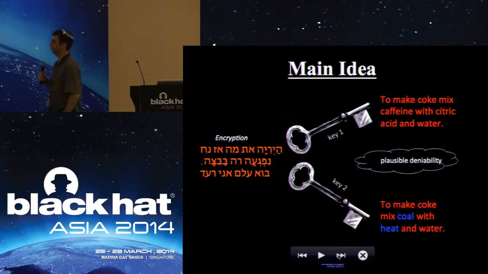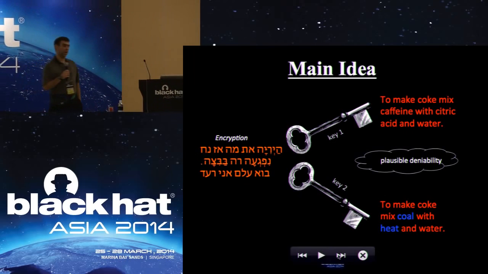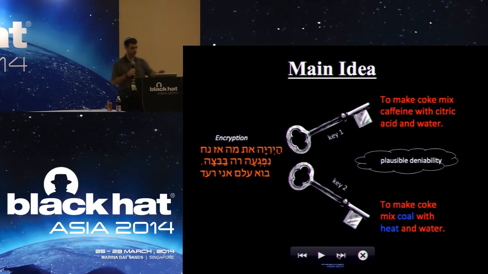All right, so what's the main idea? The main idea is I have a particular encryption, some random collection of characters. I want to be able to decode it in two or possibly more different ways, depending on which key I present. So if I present one key, then this little mess becomes: to make Coke, mix caffeine with citric acid and water. And just to be clear, since I know we're in Singapore, I'm talking about the drink Coke.